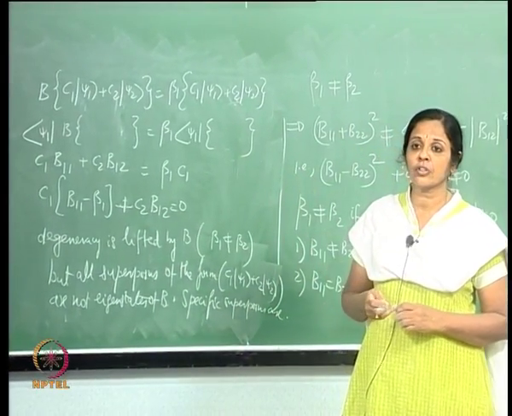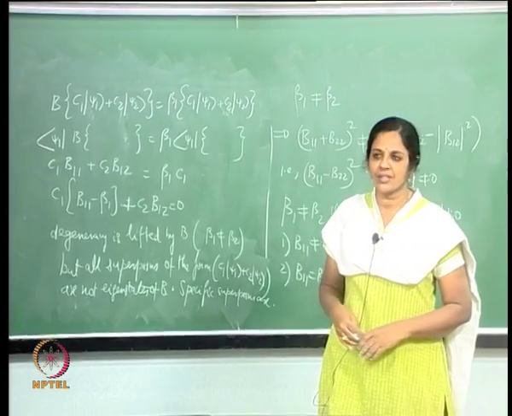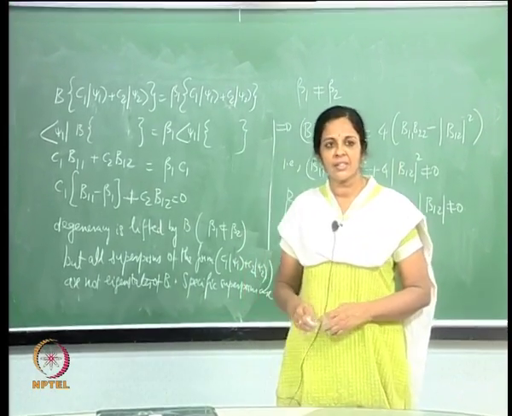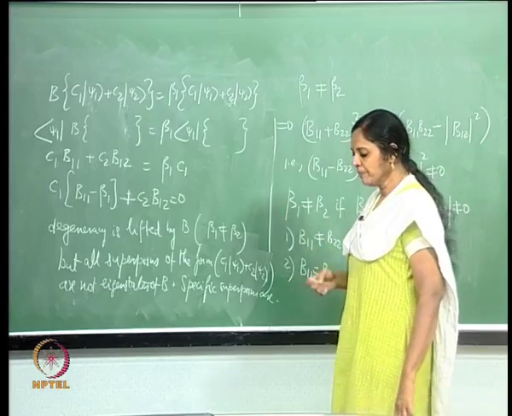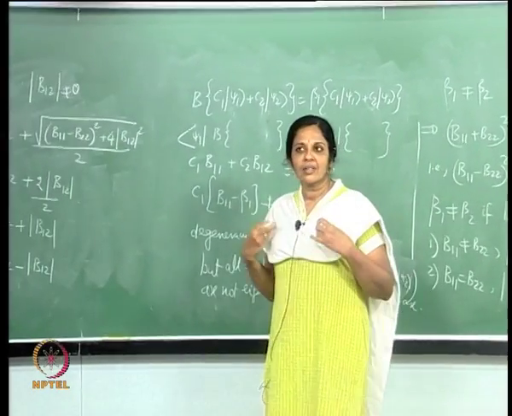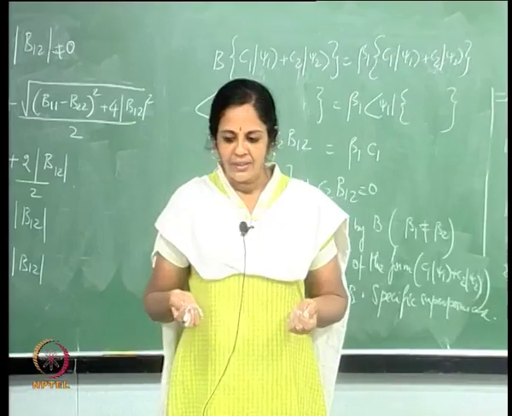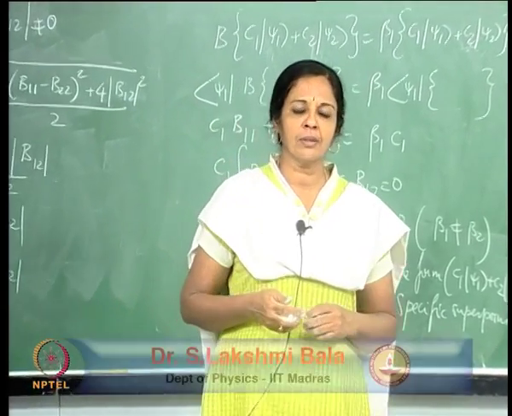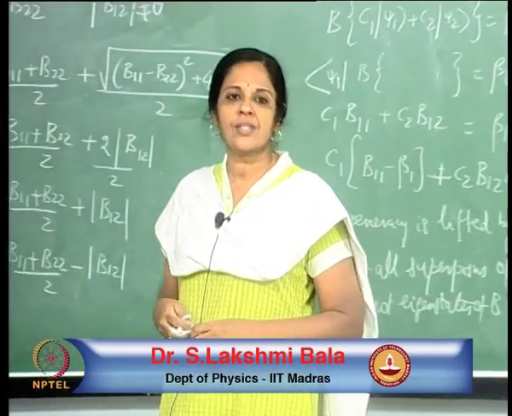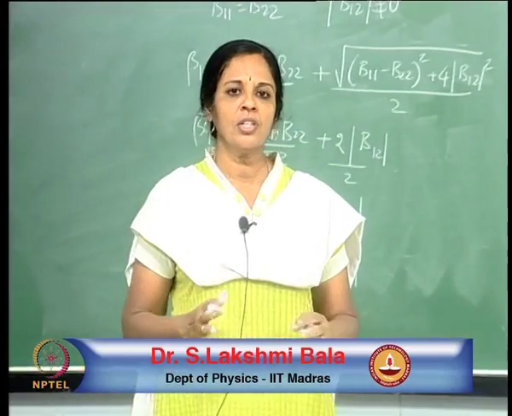Whatever I have said for a two-fold degeneracy can be extended to a G-fold degeneracy. So, the problem has the following outcome: if you have two Hermitian operators that commute, you can find a complete set of common eigenstates of these two Hermitian operators.